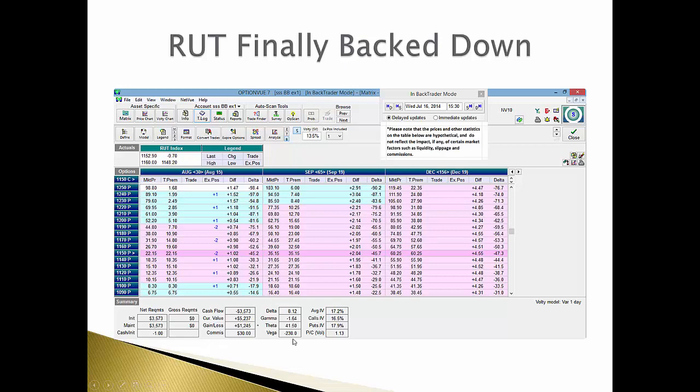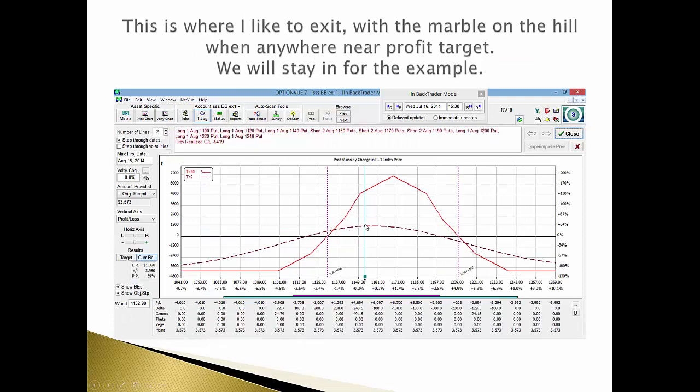If we take a look at what our analyzed graph looks like, this is what we look like right here. Now that we're entered in, what do we do when the market comes down? Well, as the market comes down, essentially if the price hits the edge of our tent here, then we're going to exit this upper butterfly. And also a note that I'd like to talk about here is this is when I normally like to exit the trade, when the marble is on top of the hill and I'm anywhere near profit target. So if I was live trading this, I'd be out of this.